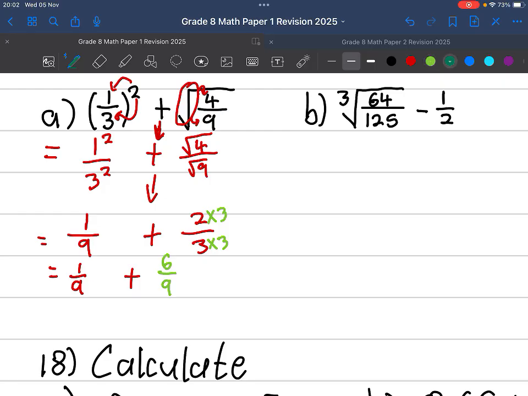Now that the denominators are the same, you just go ahead and add the numerators. So it's going to equal 1 plus 6, which is 7 over 9. And your denominator remains the same.